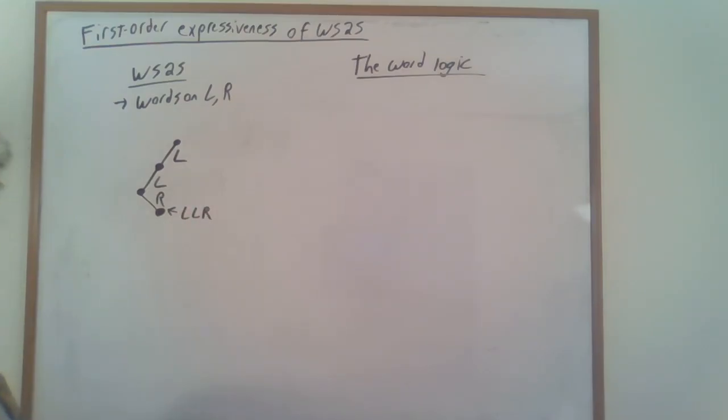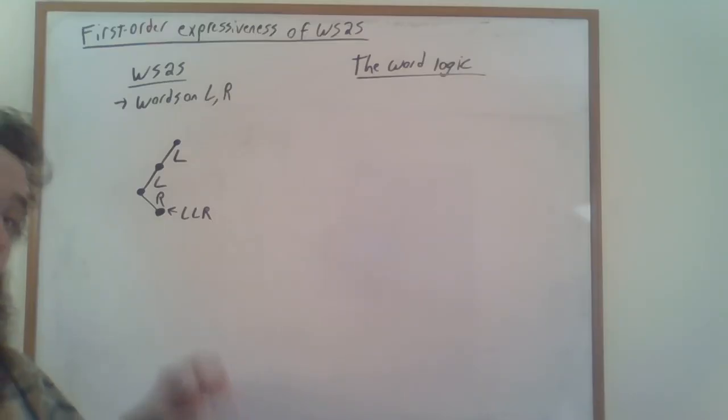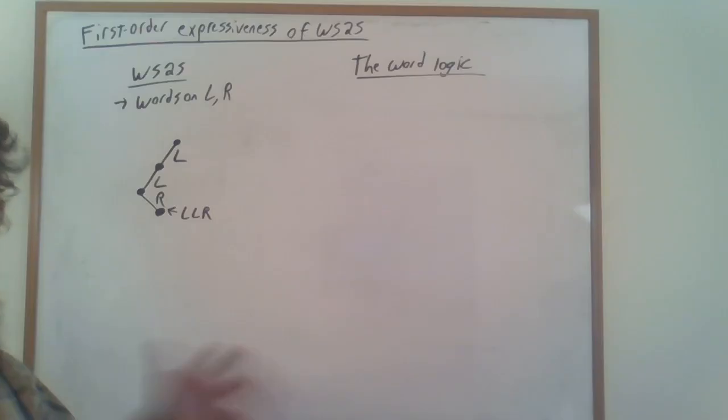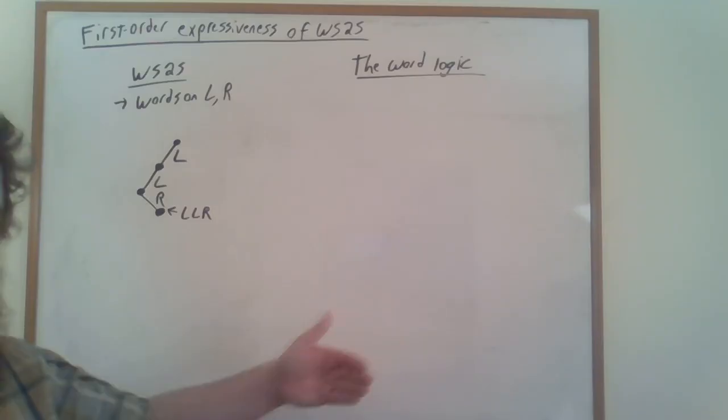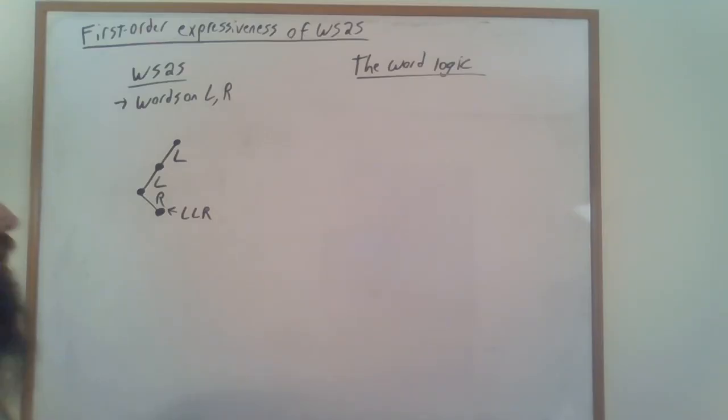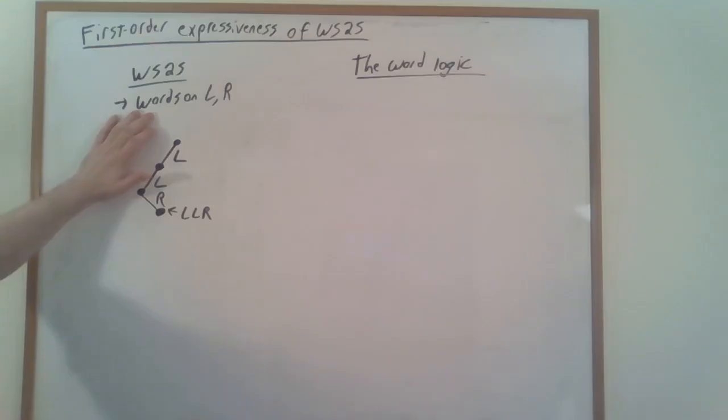And so just like how in weak S1S, positions in a word are indexed by the first order elements of weak S1S, that is natural numbers, positions in a tree word are indexed by the first order objects in weak S2S. So specifically, words on the characters L and R.